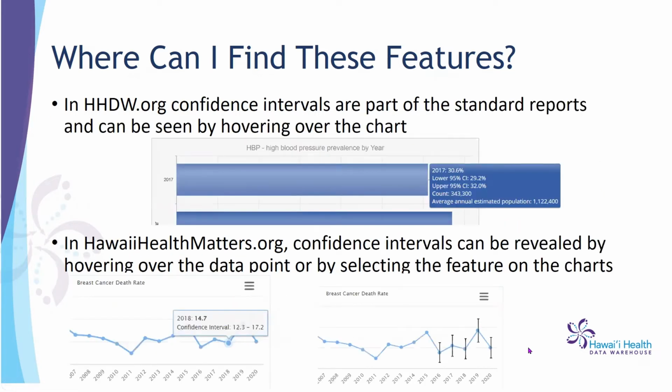When you're looking at confidence intervals in the system, when you hover over a chart, you'll be able to see the point estimate and the lower and upper confidence intervals, as well as in the data table that I showed you earlier. In Hawaii Health Matters, again, you can hover over the chart to see the confidence intervals. You can also use this feature here to click on and turn on the confidence intervals. And you can also download the CSV for the data.